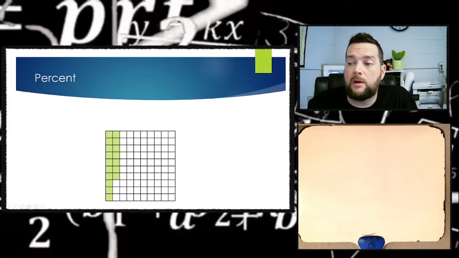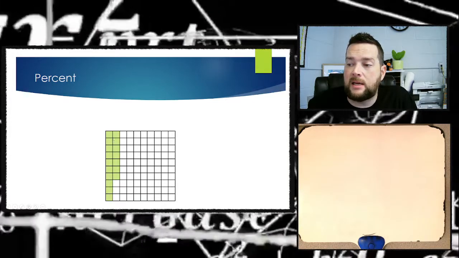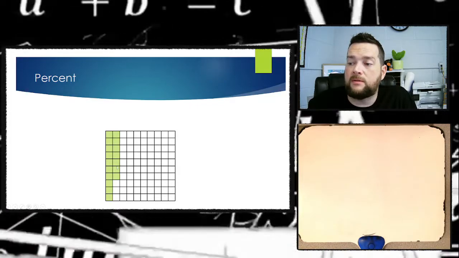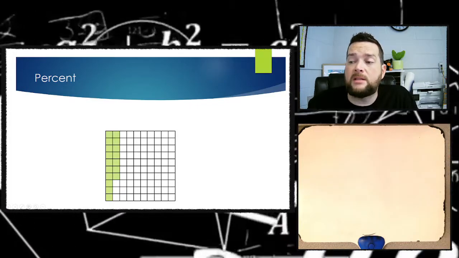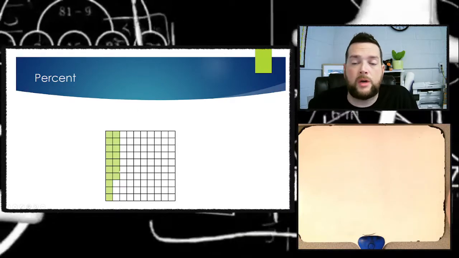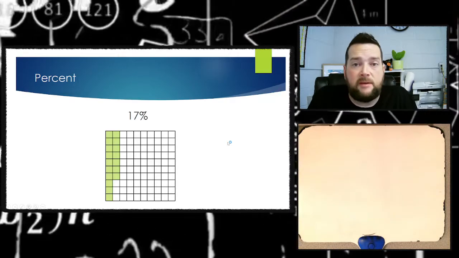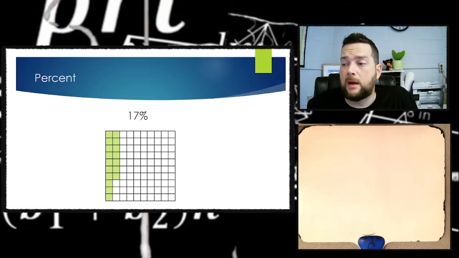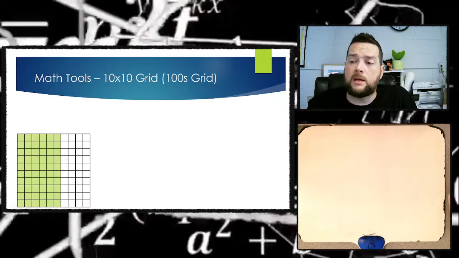1, 2, 3, 4, 5, 6, 7, 8, 9, 10, 11, 12, 13, 14, 15, 16, 17. 17 boxes out of 100 are shaded, so that is 17%. All right? If I moved on, I look at something like this.